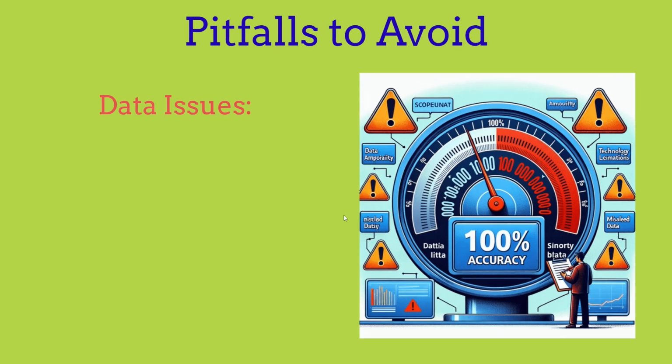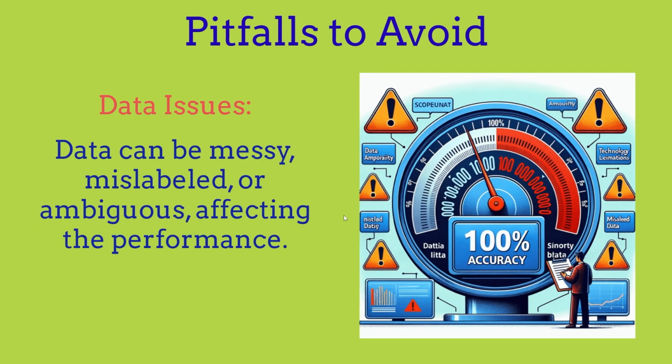Another pitfall that you should avoid is data issues. Data can be messy, mislabeled, or ambiguous, affecting the performance of your model. So make sure that you always check through your data and make sure that it's not improperly labeled. This is the second pitfall that you should avoid.